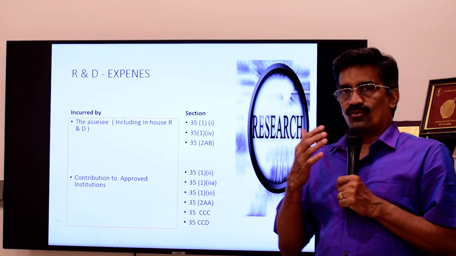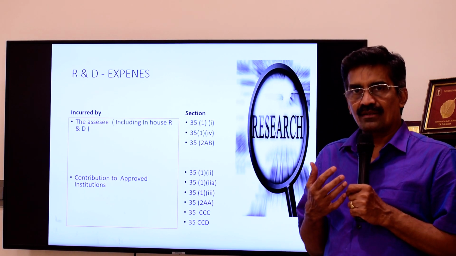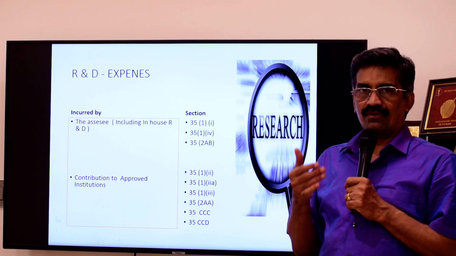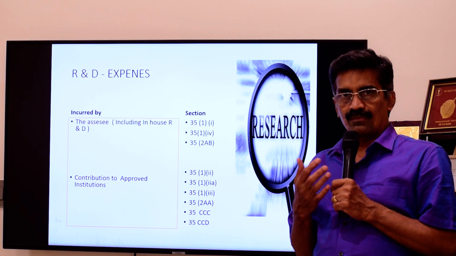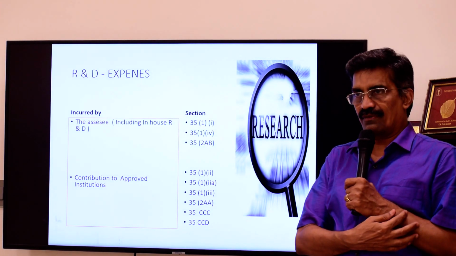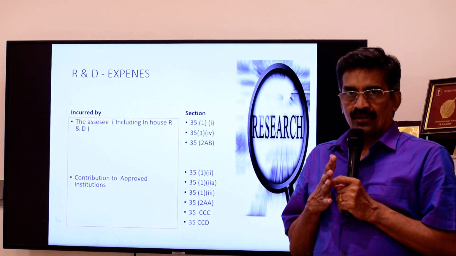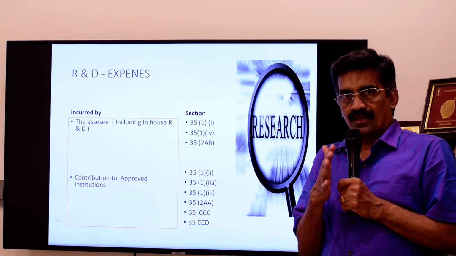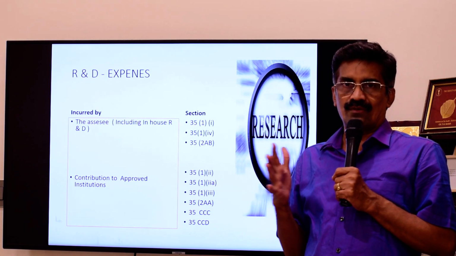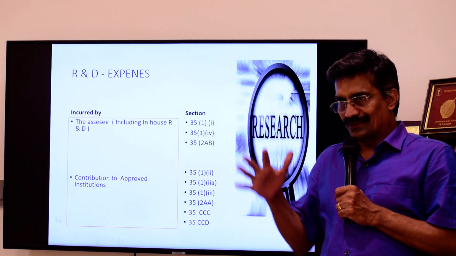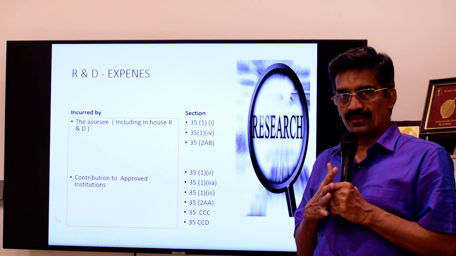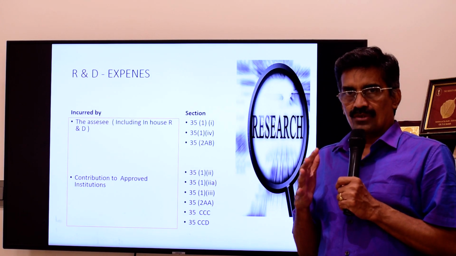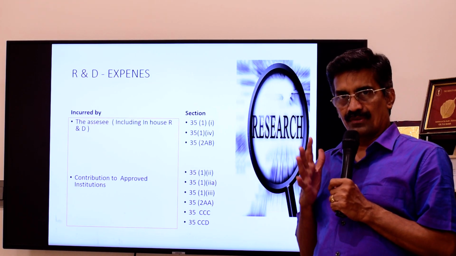When you contribute to approved institutions, reductions are available under various sections like 35(1)(ii), 35(1)(iia), 35(1)(iii), 35(2AA), and also 35CCC and CCD. All these sections earlier had a reduction ranging from 125% to 175%, but today all these sections are eligible for 150% except 35(1)(iii) and section 35(1)(iia), which are available only to the extent of 100%.